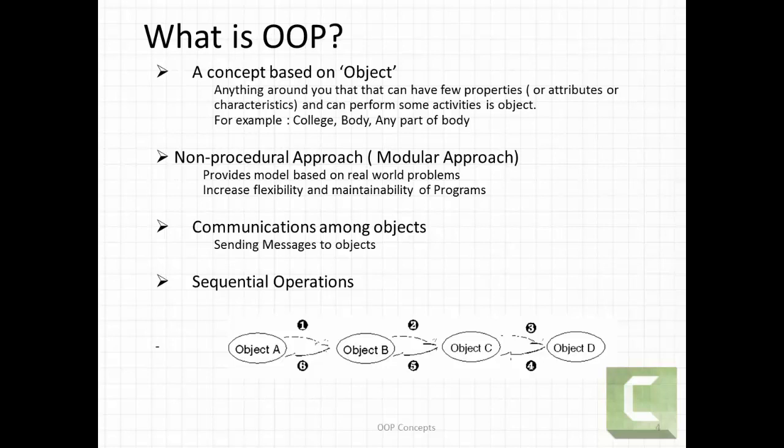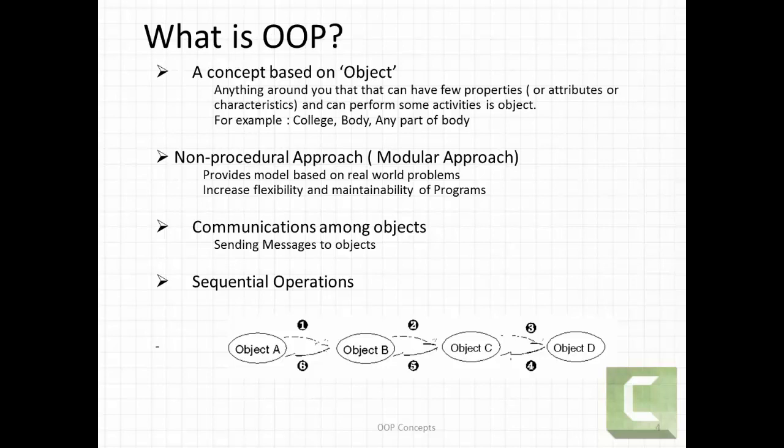Communication among objects. In any system where you have a lot of objects, they need to communicate among themselves. Without communication, the purpose of the application cannot be fulfilled. What does communication mean here? Here, it means sending messages to and from the objects.